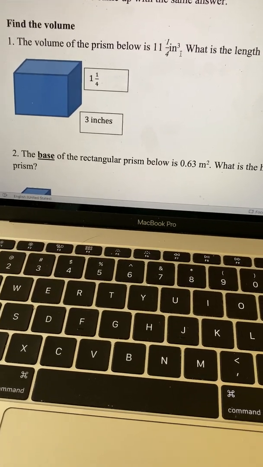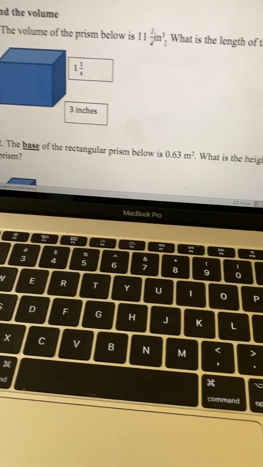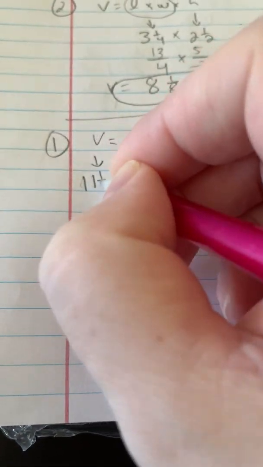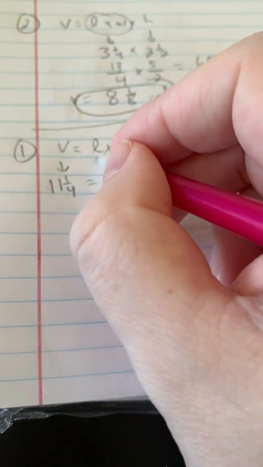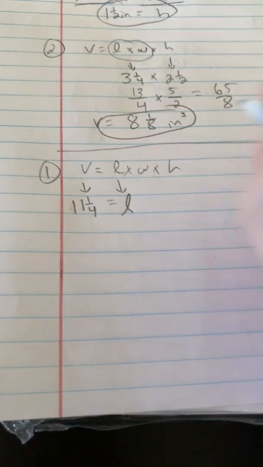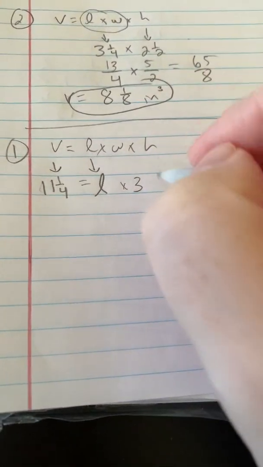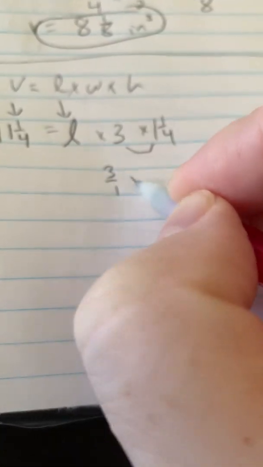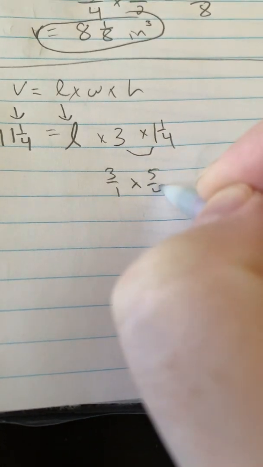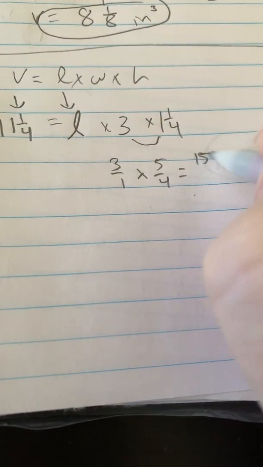Okay, let's see. It says the volume is 11 1/4. I wrote out my formula, and I'm going to replace volume with 11 1/4. It doesn't matter which one I leave blank. It says we don't need to know the length, so I'm going to leave that as L times 3 times 1 1/4. What can I solve first? I can solve this first. 3 over 1 times 5 over 4 gives me 15 over 4.